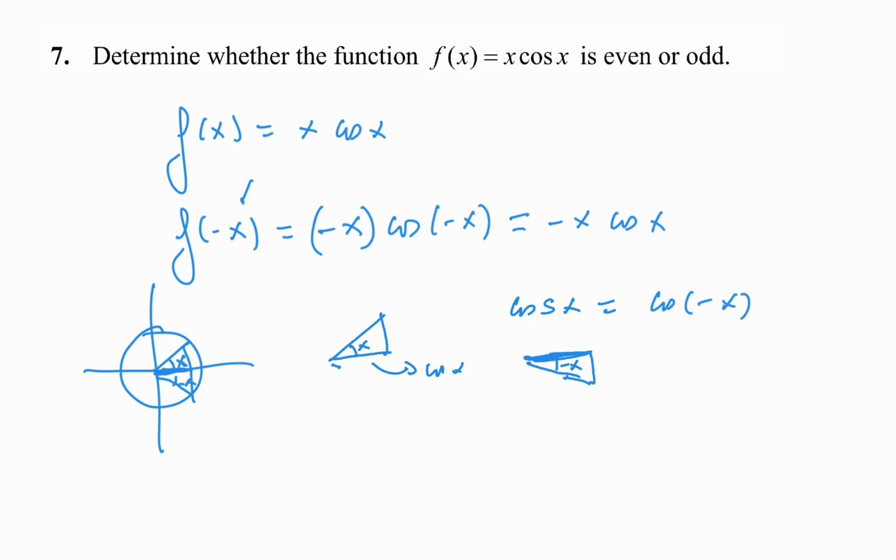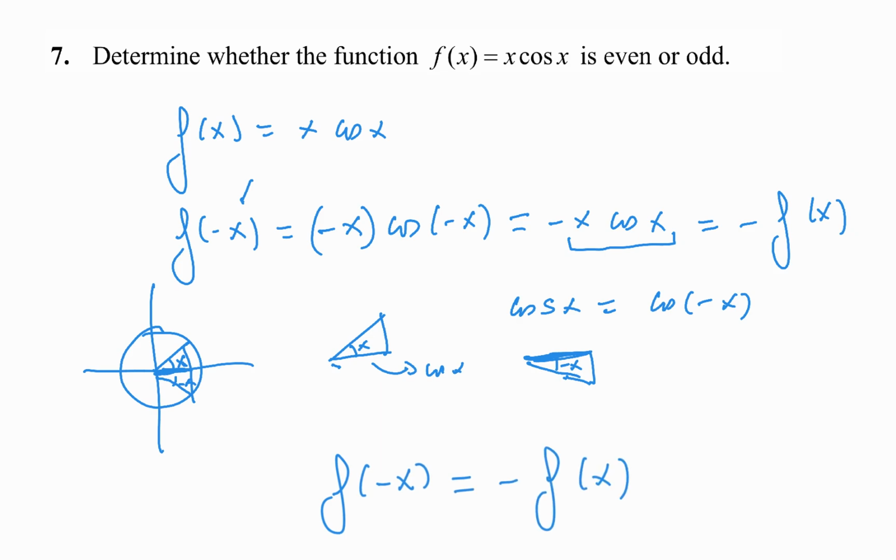Now the question is like this. What happened here? I can see that this is f of x, so this will be minus f of x, because x cosine of x is f of x. So what I have proved is that f of minus x is equal to minus f of x. And this is saying that the function behaves like x cubed, for example. x cubed is an odd function. So this function is odd.